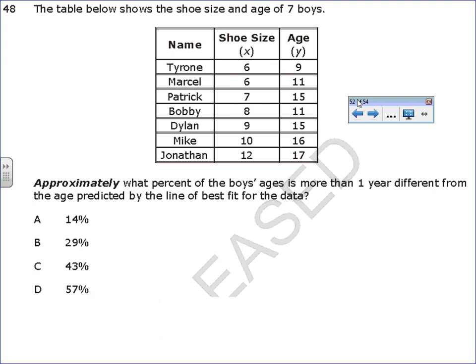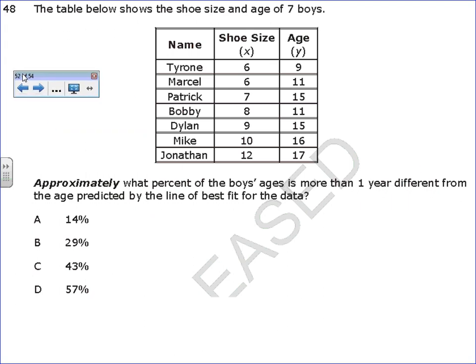48. Whew. This one is also very extensive. The table below shows the shoe size and the age of 7 boys. Approximately what % of the boys' ages is more than 1 year different from the age predicted by the line of best fit to the data? Cool, so a lot of steps.